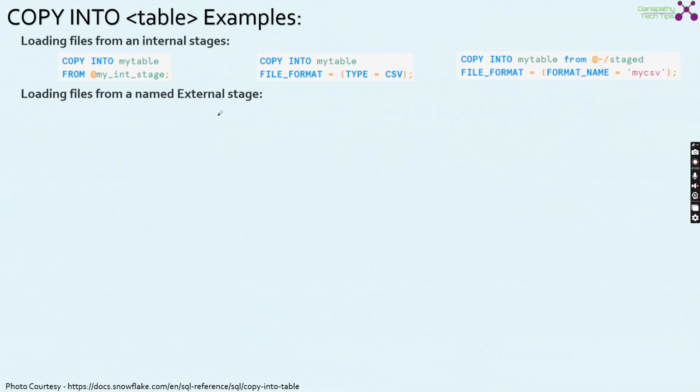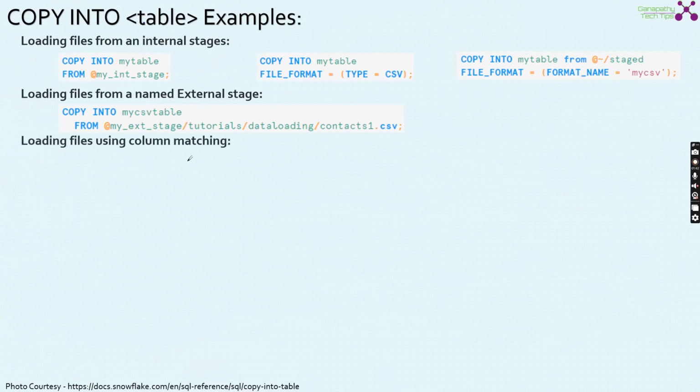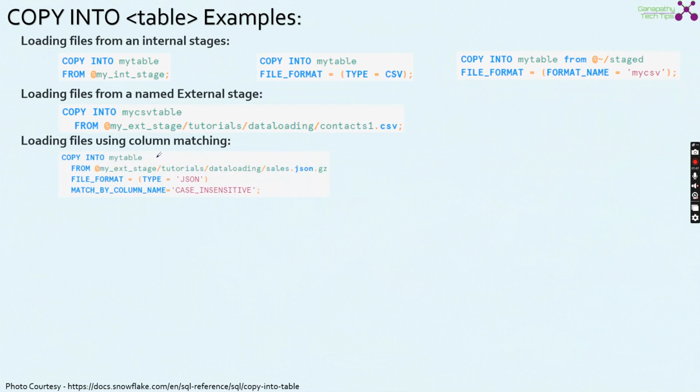Moving on, loading the data from the named external stage. This is all about the data which is stored in the cloud-based storage, and we are just creating an external stage alone. Now you can see this is the external stage, my external stage, which is already created, which is under the S3 or any of the Azure Blob or GCS. We are going into the specific folder and we are taking the contacts1.csv and load that data into my CSV table. And now we can do some other operations as well, loading the files using the column matching.